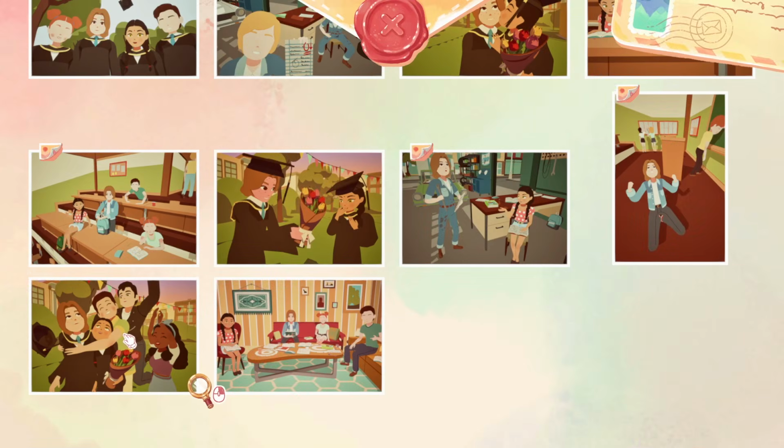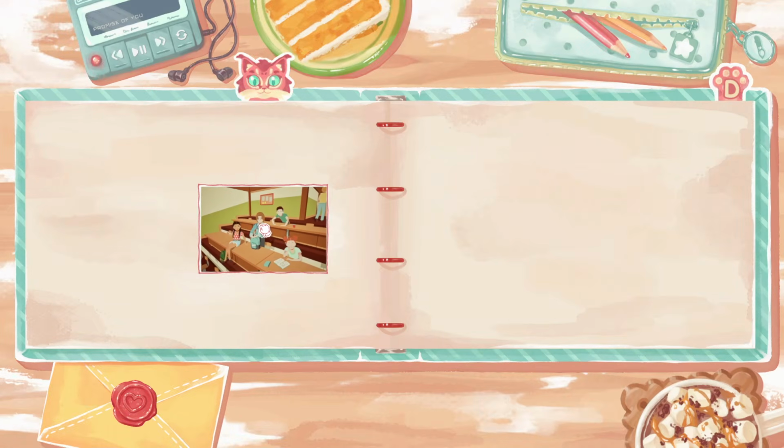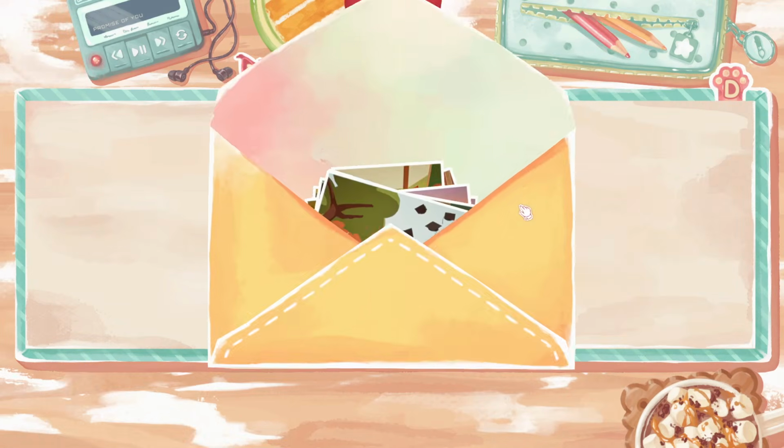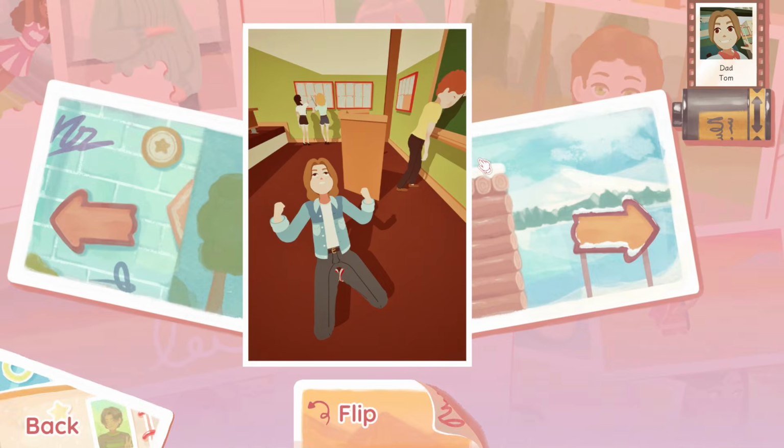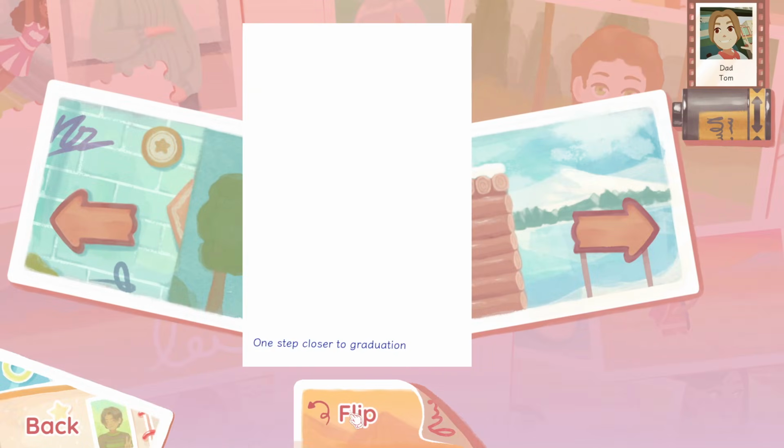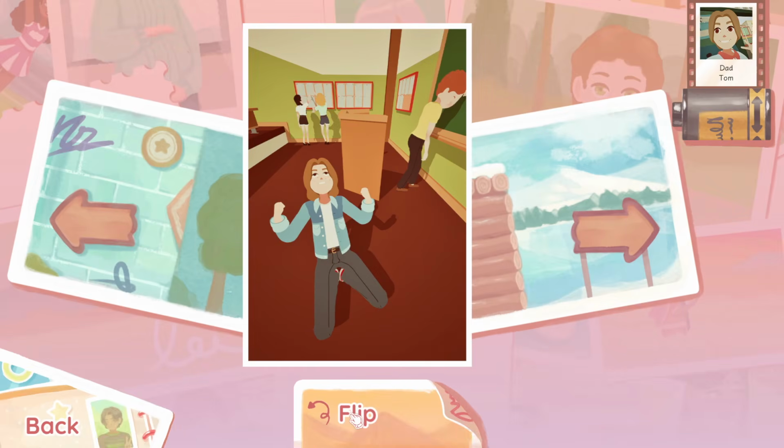Let's just grab that one right now and put that, yes, very early on in the process. There was one more with a note here as well. So, okay. One step closer to graduation. Oh, that'll be exam results in the background people are looking at, like the results have been pinned up on the wall.